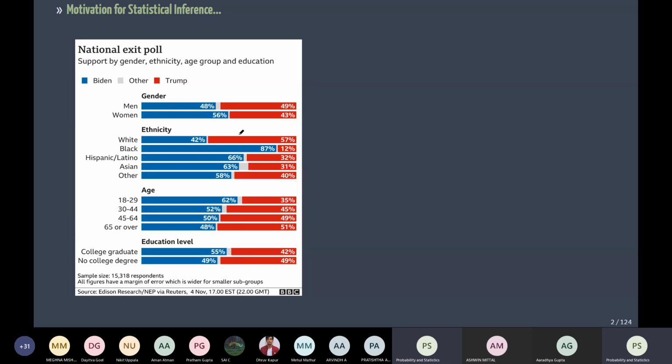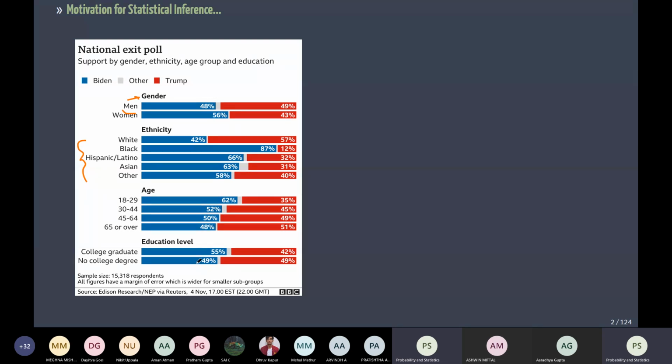In this figure, we have the blue for Biden and the red one for Trump. This is a statistic according to gender. If they are men, what do they prefer? Let us say 48% prefer Biden and 49% prefer Trump, and if it's women, then 56% and 43%. They had a lot of this data: white, black, Latino, what do they prefer, and so on.